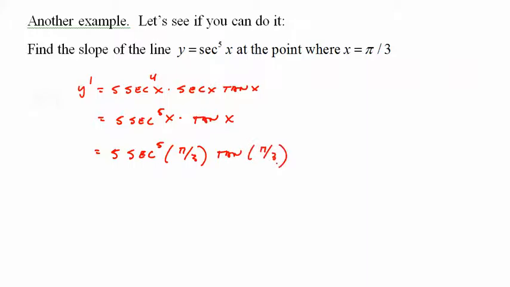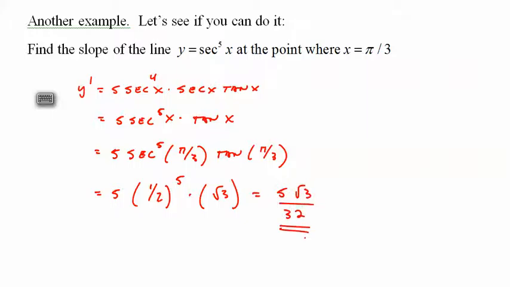Cosine of pi over 3 is 1/2, so we have 5 times 1/2 to the fifth. And tangent of pi over 3 is root 3. Checking my work here, making sure I'm happy with what I see. Yep, we should get 5 root 3 over 32. Tricky. Yeah, tricky stuff.